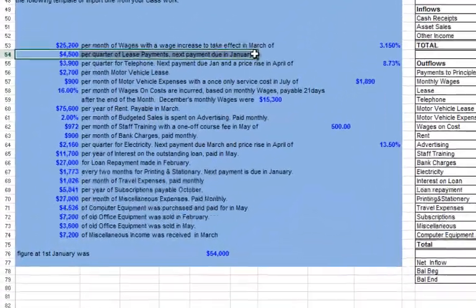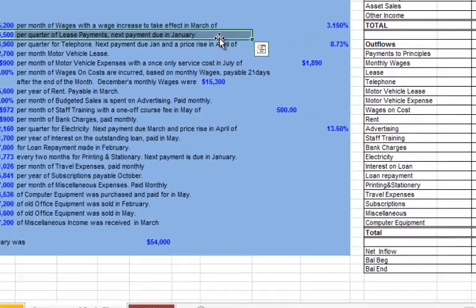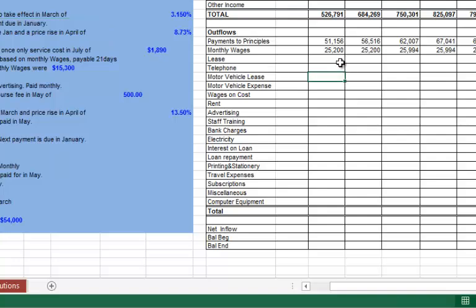So it's this one. Is it lease? Yep. So 4,000 lease paid, 4,000 per quarter of lease payments. Next payment is January, sorry, not June. 40,000. Voila. And a quarter has 3 months. So 1, 2, 3. So it's for those 3 months. And if it's paid every quarter, then the next one is due in April.